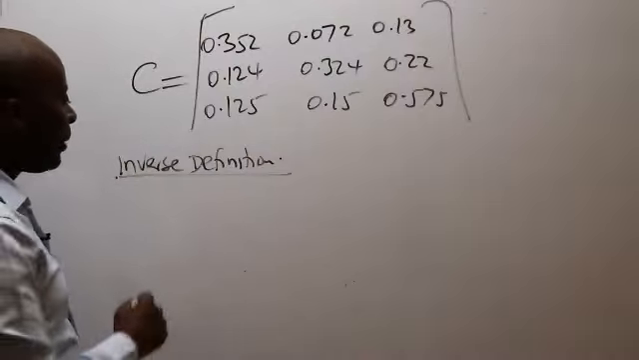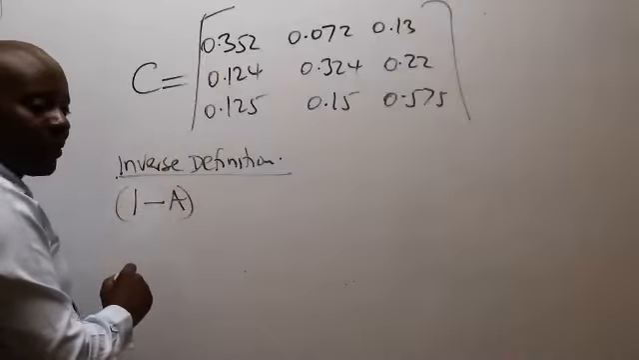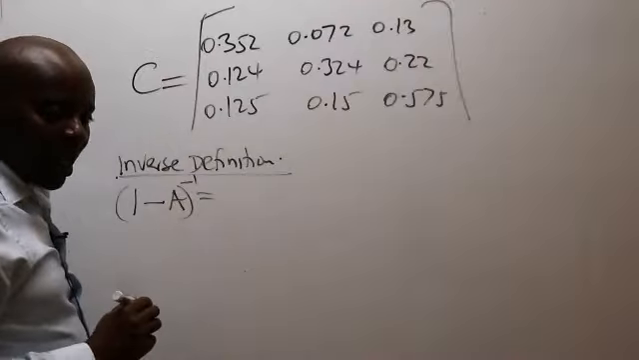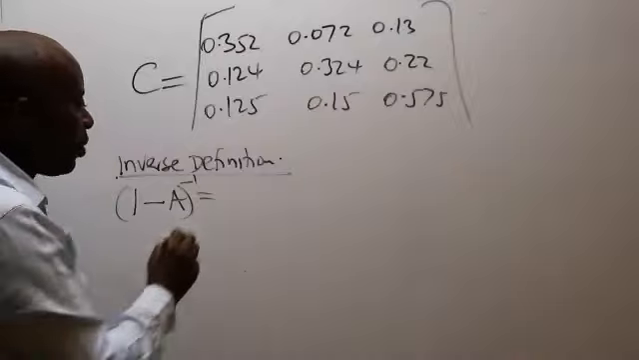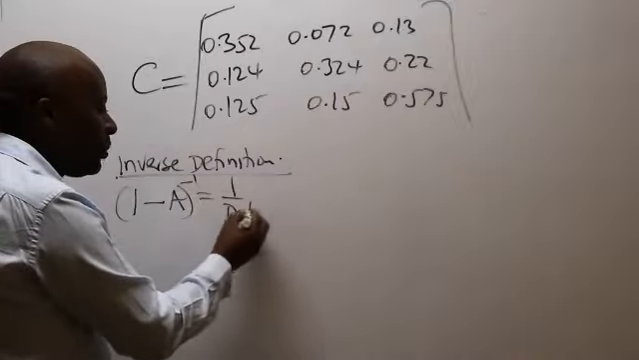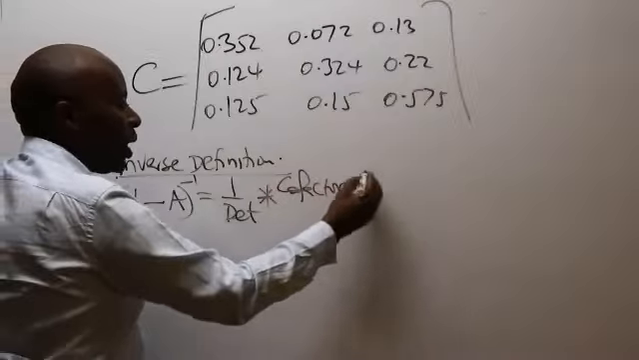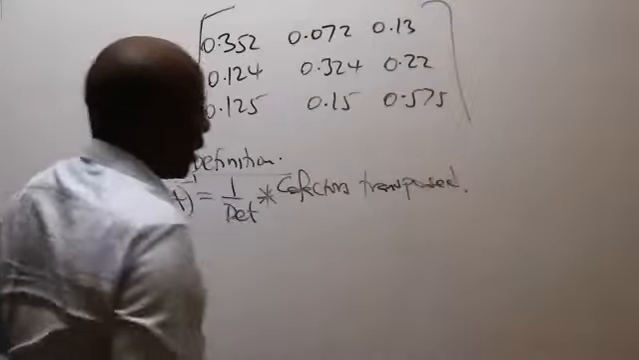So remember, the matrix whose inverse we wanted is this matrix I minus A. So I minus A inverse will be equal to what? I minus A inverse will be equal to 1 over the determinant times the cofactors transposed. Times the cofactors done what here? Transposed.